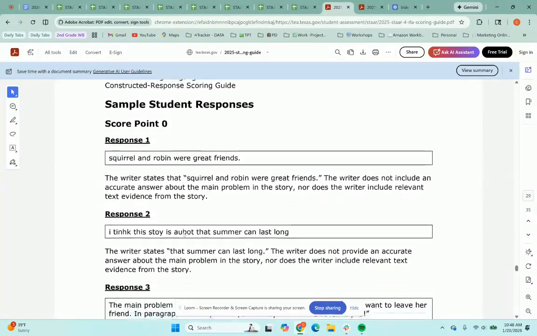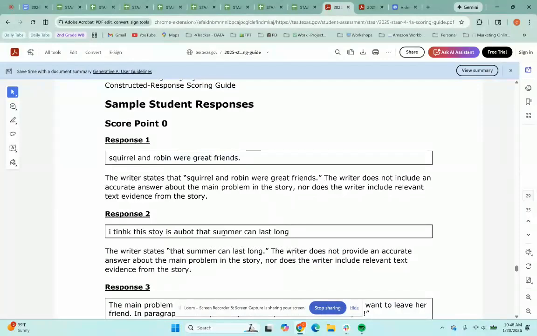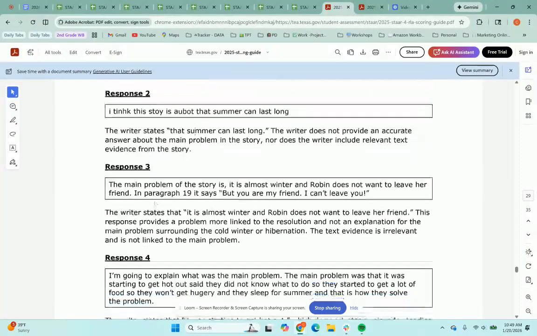Okay, these all got a 0. The fact that they're great friends, that doesn't answer the question. I think the story is about the summer can last long. Doesn't tell you the problem. So here's one that tries. The main problem of the story is it is almost winter and Robin does not want to leave her friend.